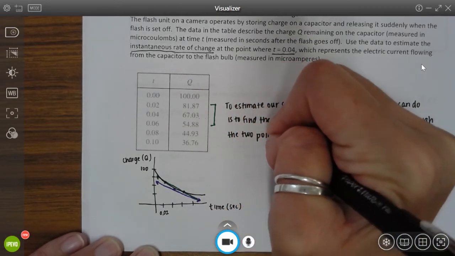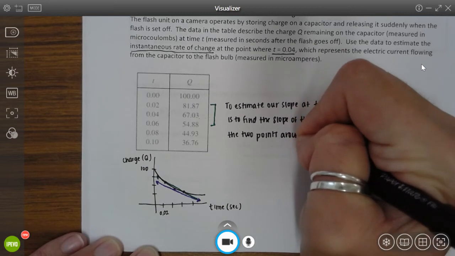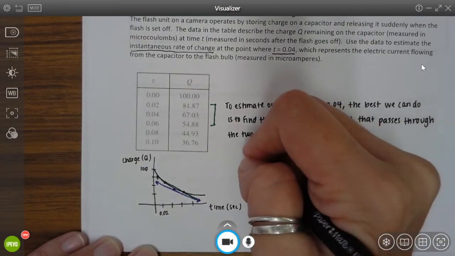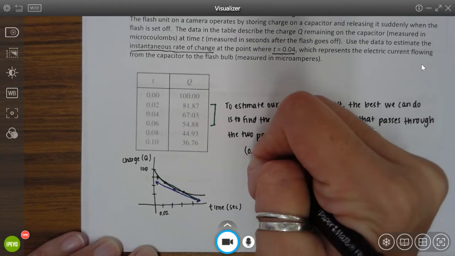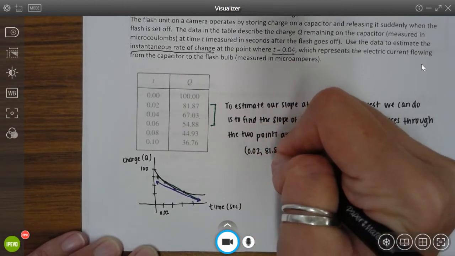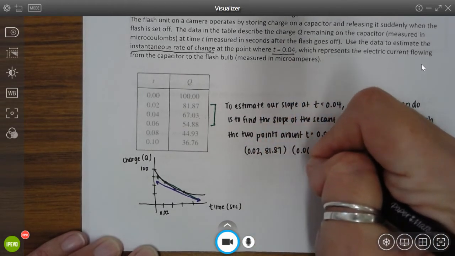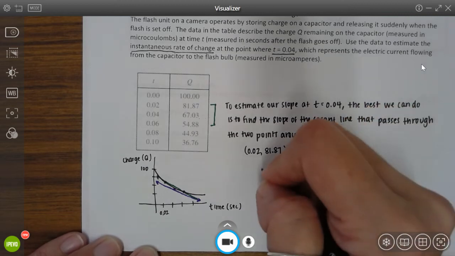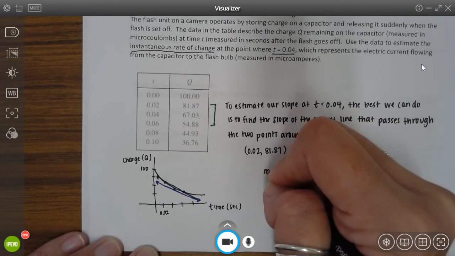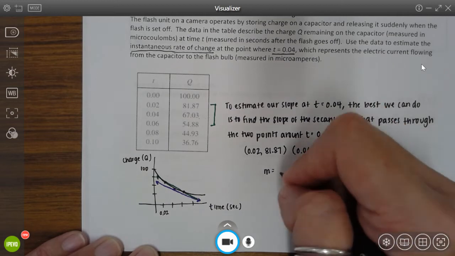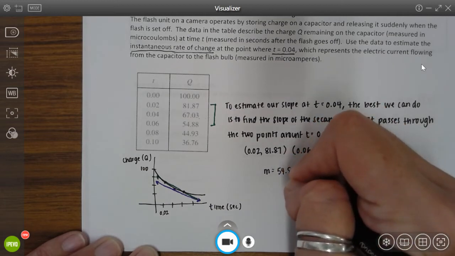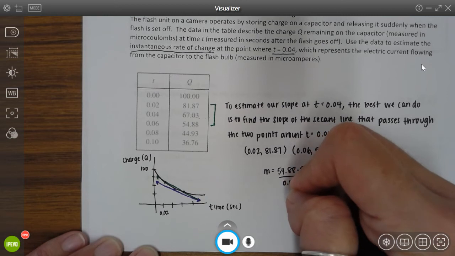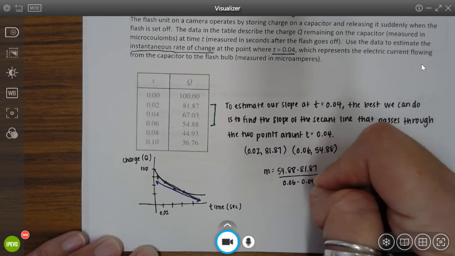The 2 points around t is equal to 0.04. So that's basically telling us that we want to use the points 0.02, 81.87, and 0.06, 54.88. And what we want to do is use these 2 points and find the slope. So we'll do 54.88 minus 81.87 all over 0.06 minus 0.02.